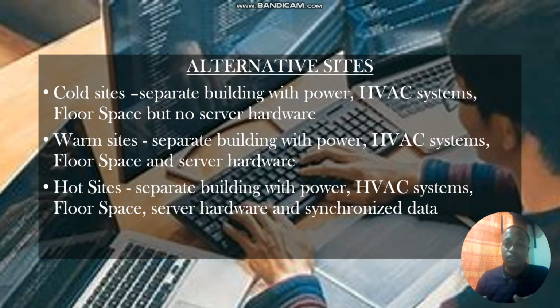Okay, so whenever you have failure, you can transfer to this specific warm site and just have the servers up and running. That way you're able to recover from the disaster. There's what we call hot sites, and this is basically a separate building with power, HVAC systems, floor space, server hardware, and synchronized data. That means it's up and running and it's synchronized to other sites that you may have in your organization. So alternate sites are a very good option when it comes to disaster recovery.